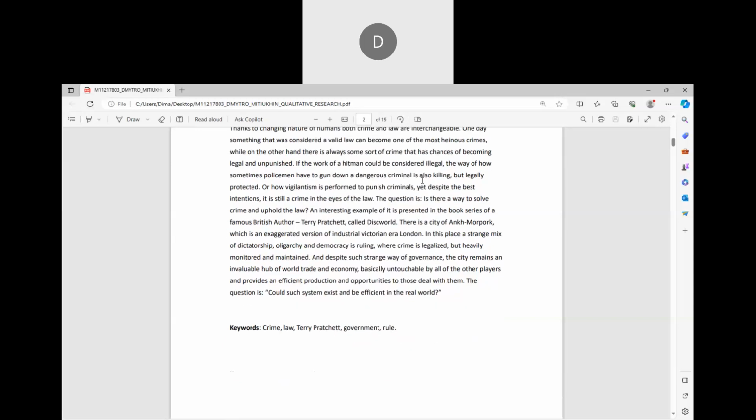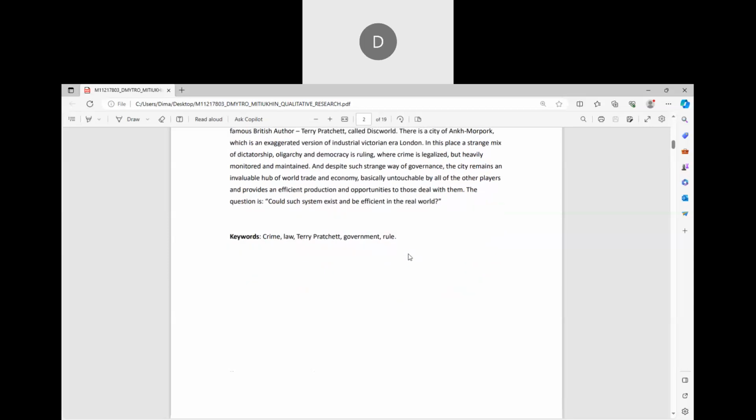And as my case study, I present a literary work of British author Terry Pratchett called Discworld, because he describes a city called Ankh-Morpork, in which law and crime basically coexist in relative peace, but with a very convoluted structure. It is a city of dictatorship, oligarchy, and democracy combined in one single being, where one dictator has a group of guilds that allow him to control the city. And the question I present is, could such a system exist in the real world and be efficient?